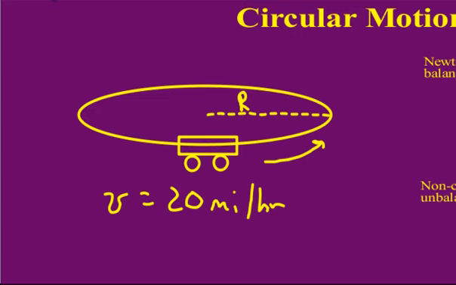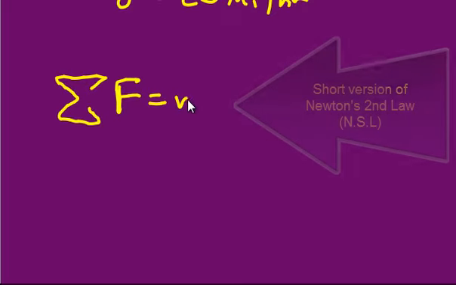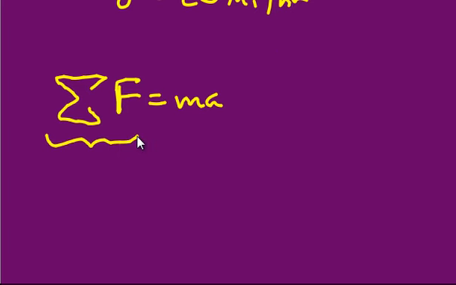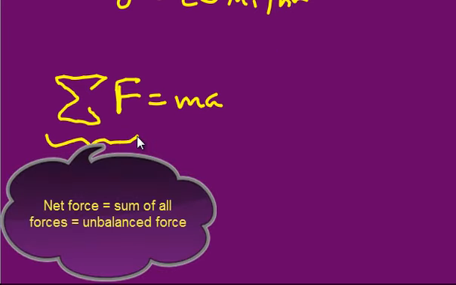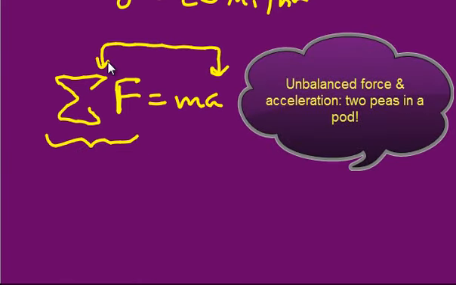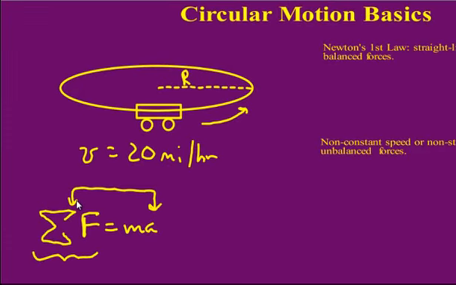Remember that by Newton's second law, I'll write the shorthand version for you here, F equals ma. And this part here represents the net force, the sum of all the forces, or the unbalanced force. If we have an unbalanced force, then we have acceleration. All right, so this car is actually accelerating. I'll say that again. This car is actually accelerating.